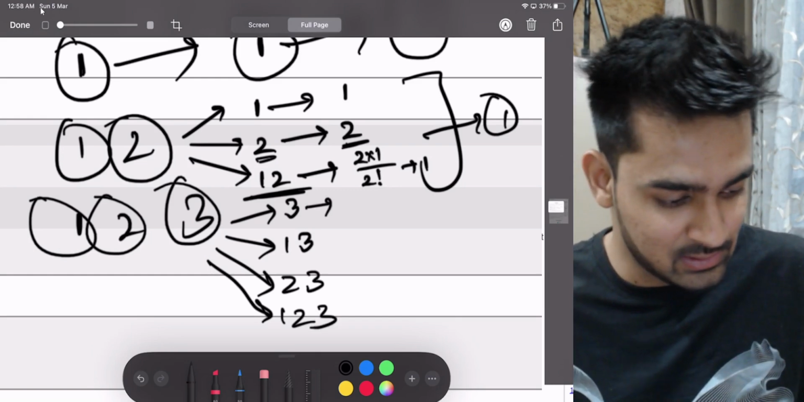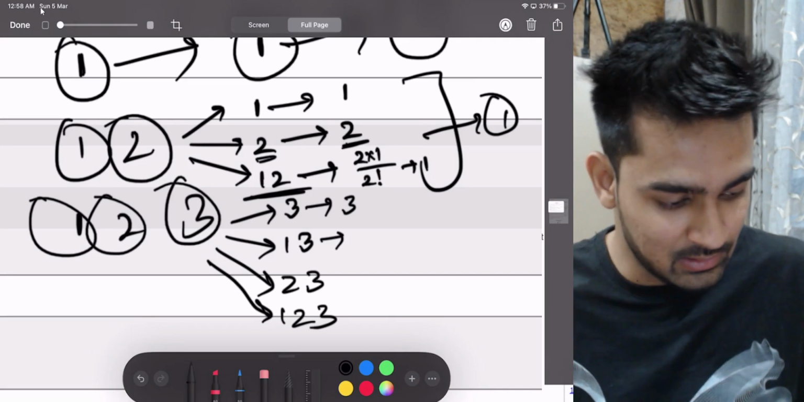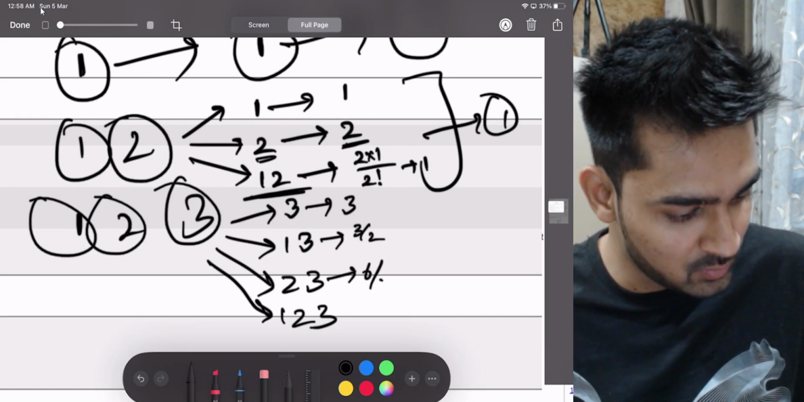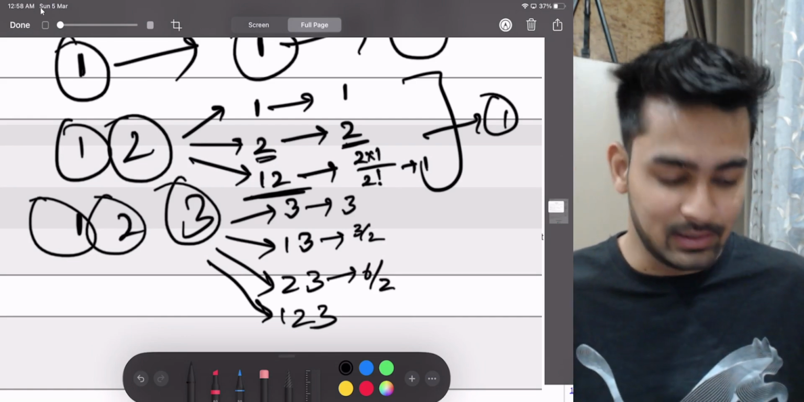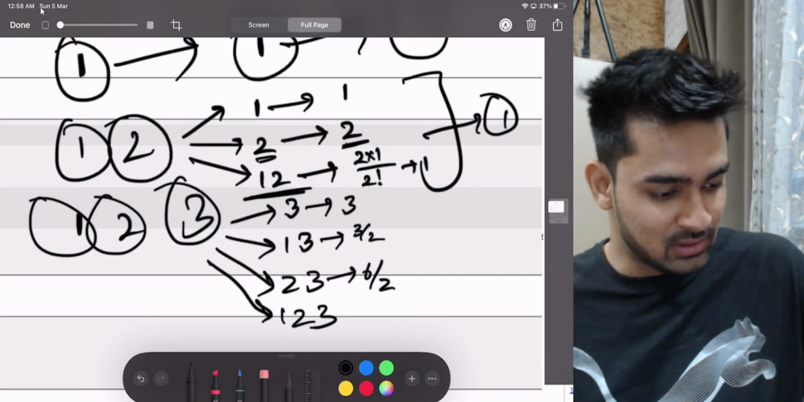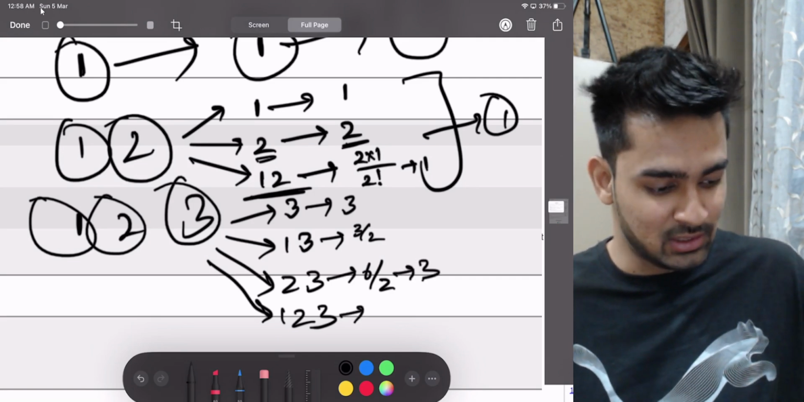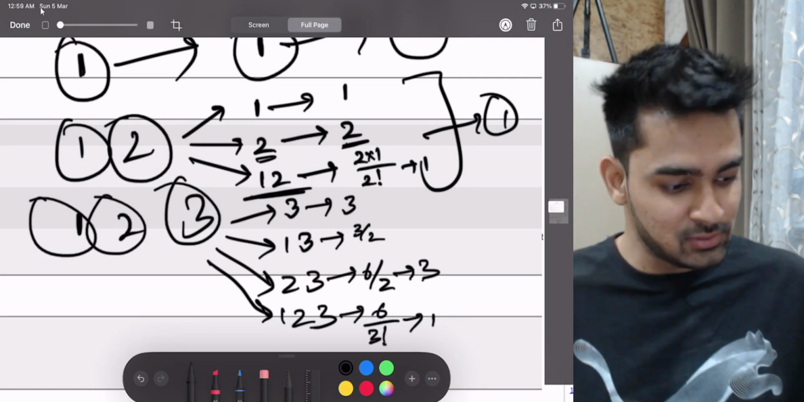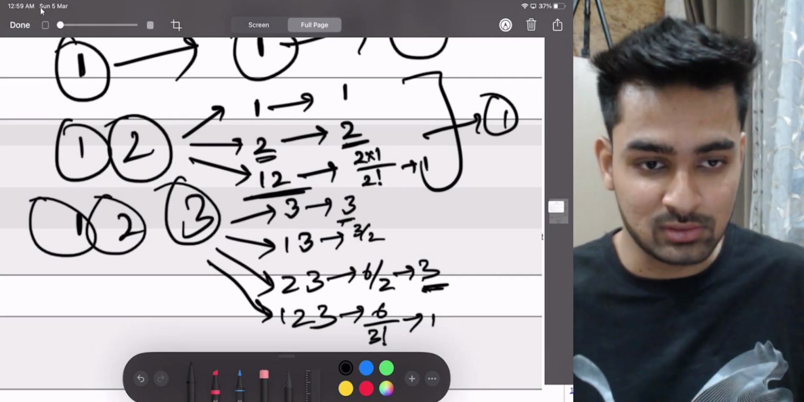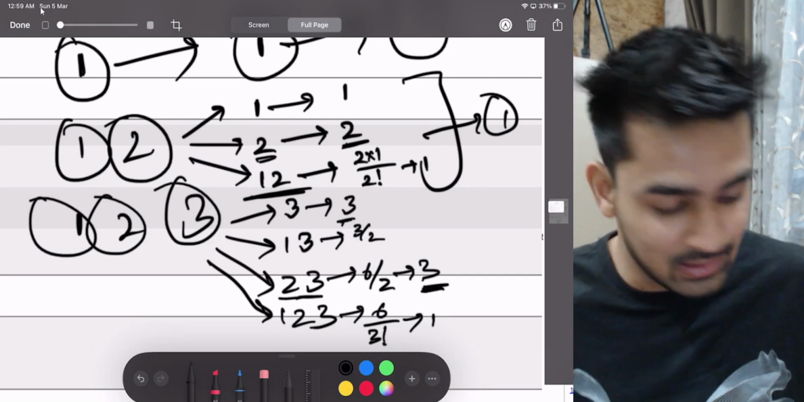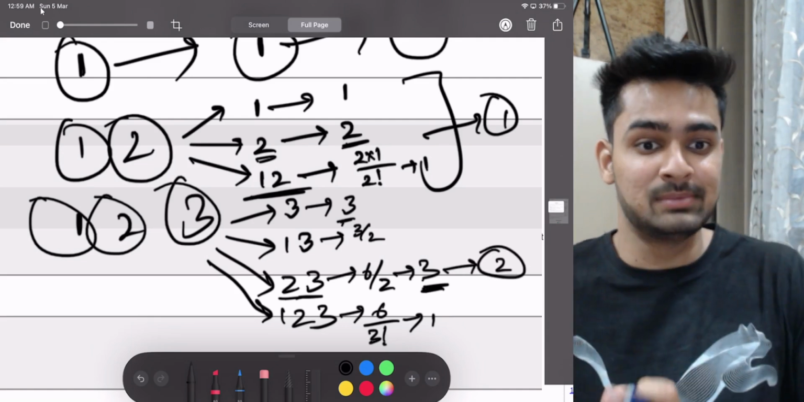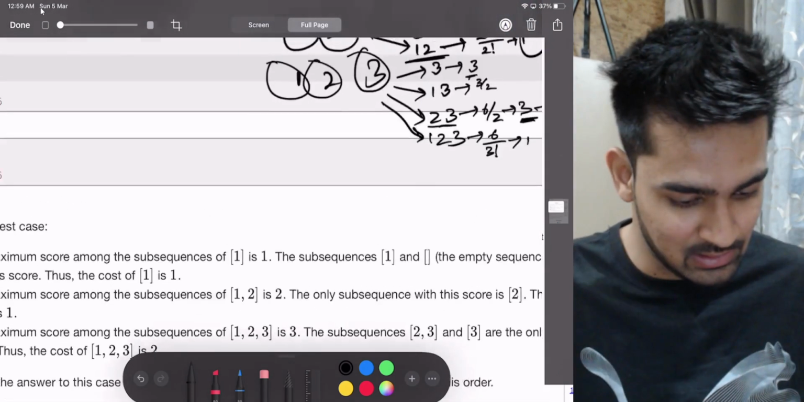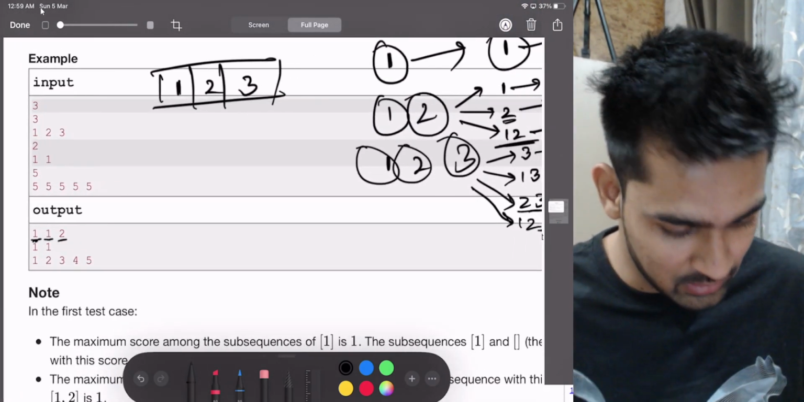For 3, the answer is going to be 3. For 1 and 3, the answer is going to be 3 by 2. For 2 and 3, the answer is going to be 6 by 2, because 3 into 2 is 6, and then 2 factorial, which is the length, that actually gives you 3. And 1, 2, and 3 will give me 3 times 2, 6 by 3 factorial, which is 1. As you can see, 3 is maximum. 3 is here also and here also. Since this 3 came from a length of 2, the answer is going to be 2. We have to maximize the length as well. So the answer is 1, 2, and 3, and as you can see, the answer is 1, 2, and 3.